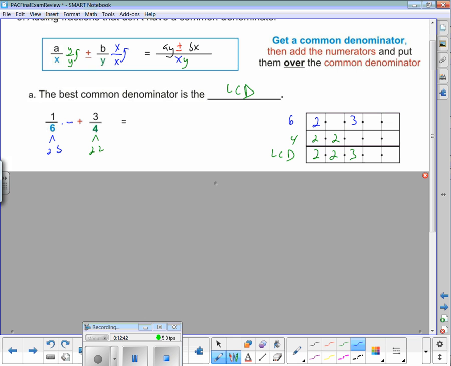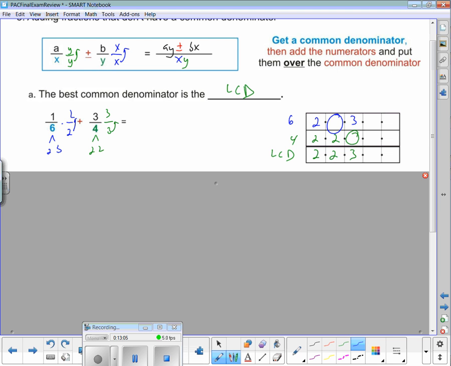All you got to do is look at the 6. What is the 6 missing? It's missing a 2. So I got to multiply the bottom by 2. Whatever I do to the bottom, do the same thing to the top. What is the 4 missing? The 4 is missing the 3. Whatever I do to the bottom, do the same thing to the top.